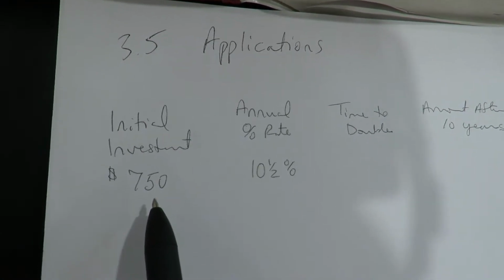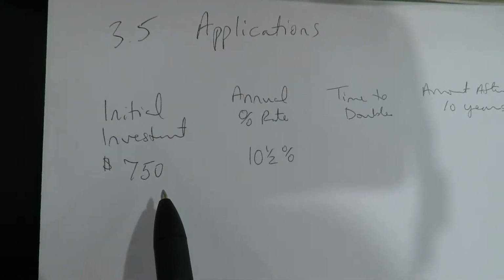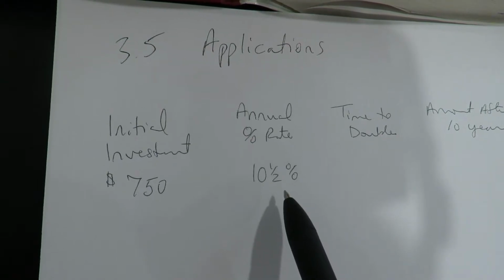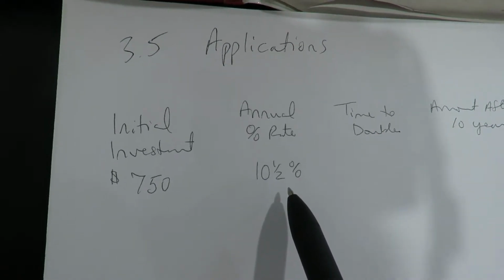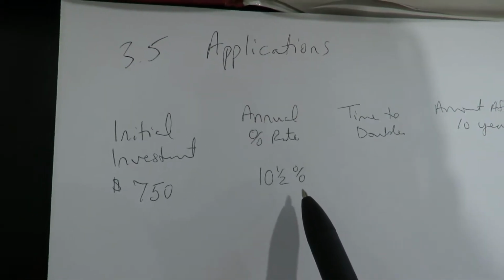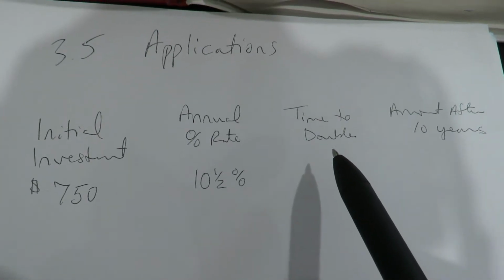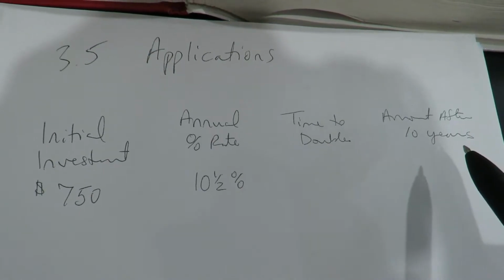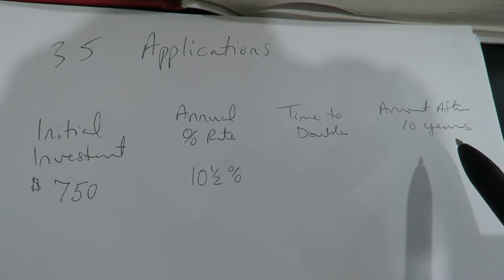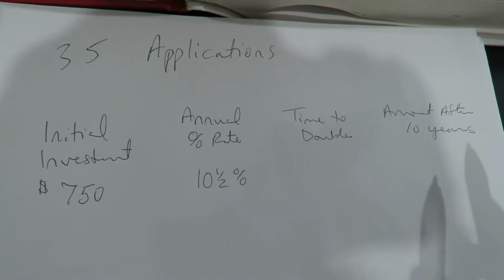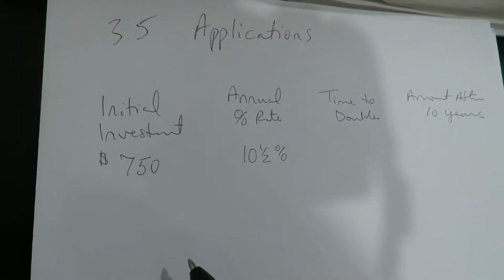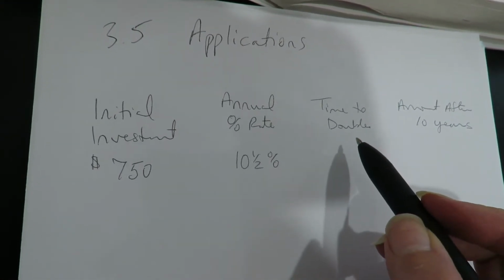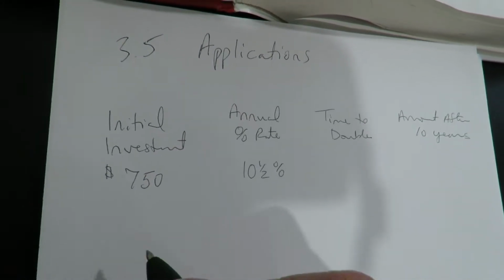They say that we make an initial investment of $750. We have an annual percent rate of 10.5%, which is extraordinarily high, but we'll take it. And time to double is what we need to find, and the amount after 10 years. Okay, so let's see here. Time to double, amount after 10 years.